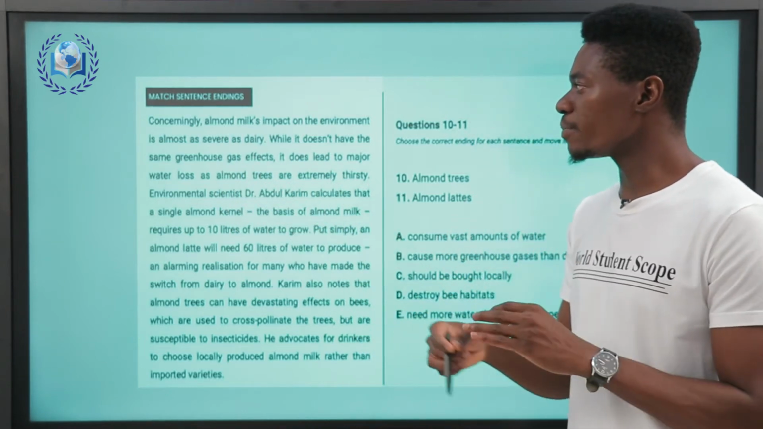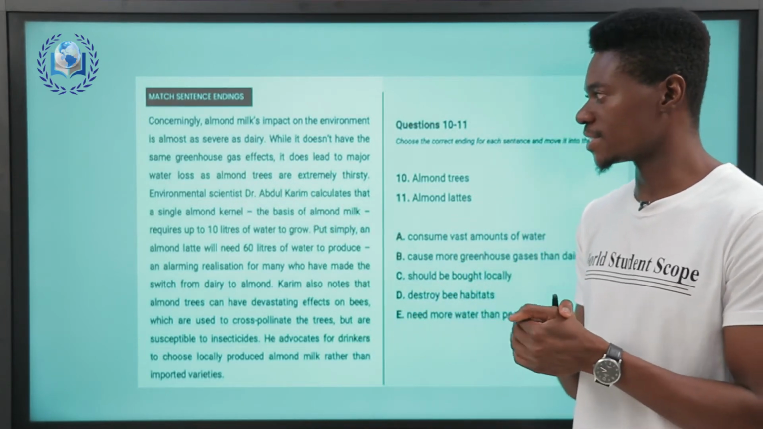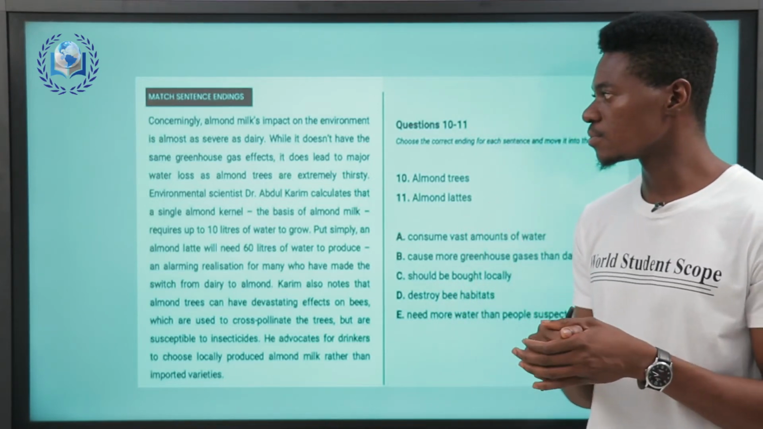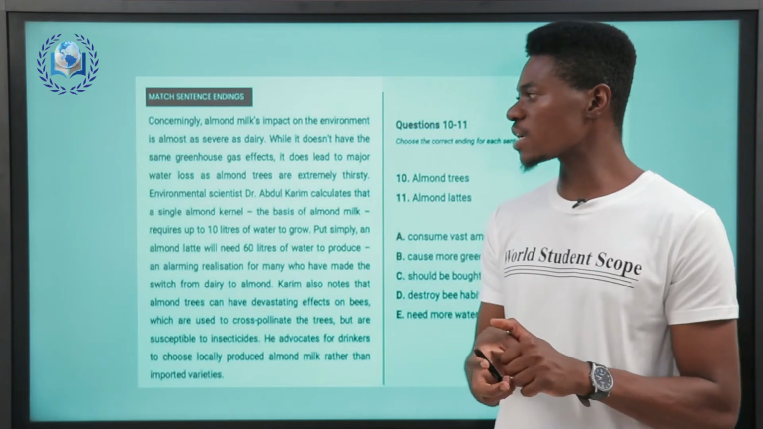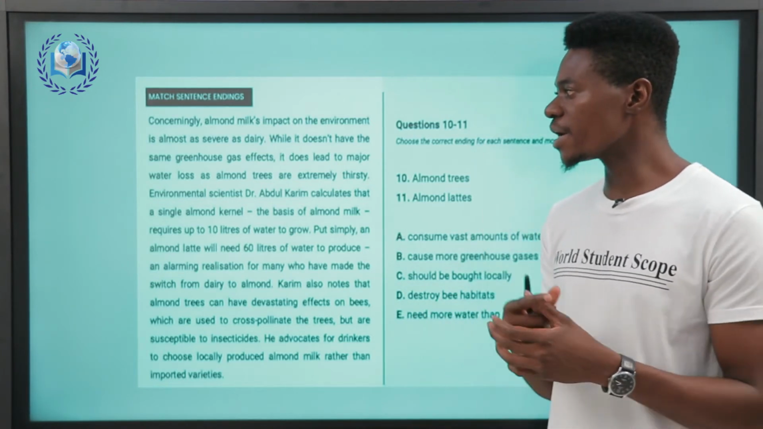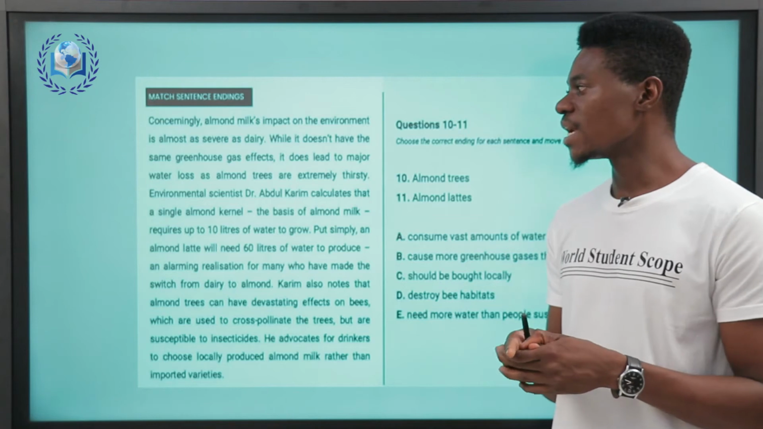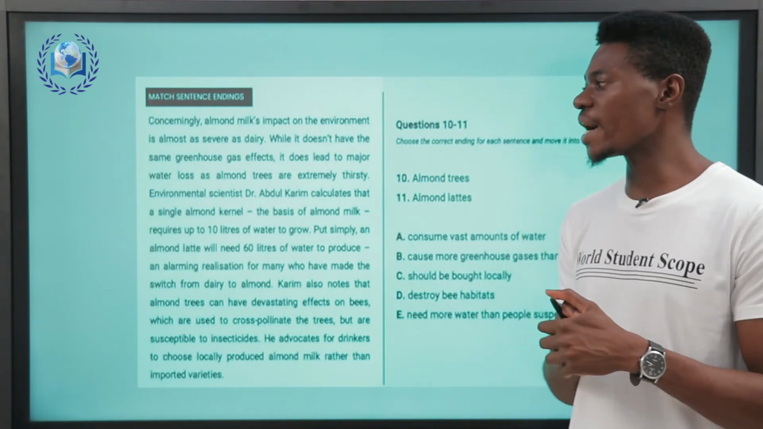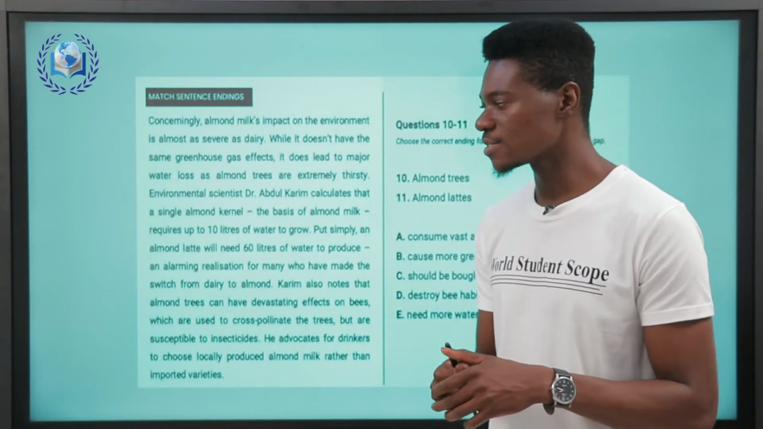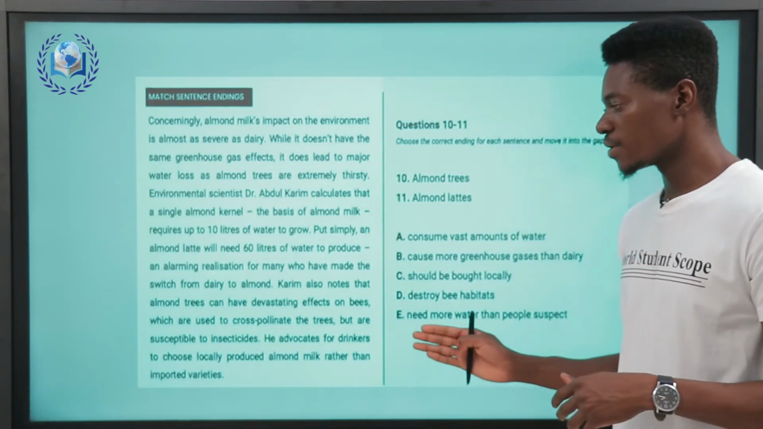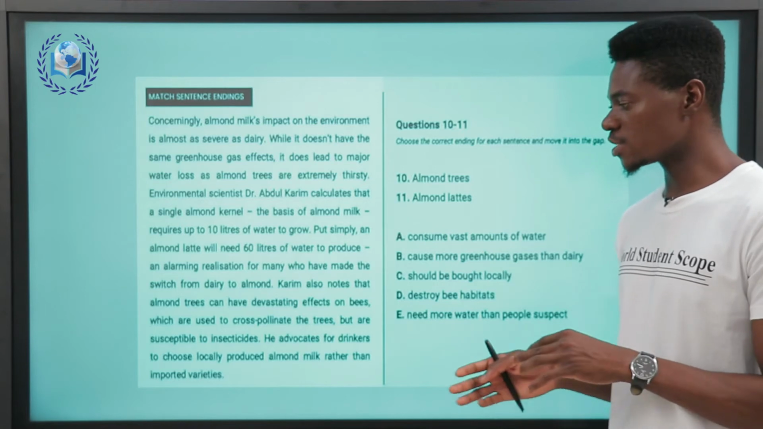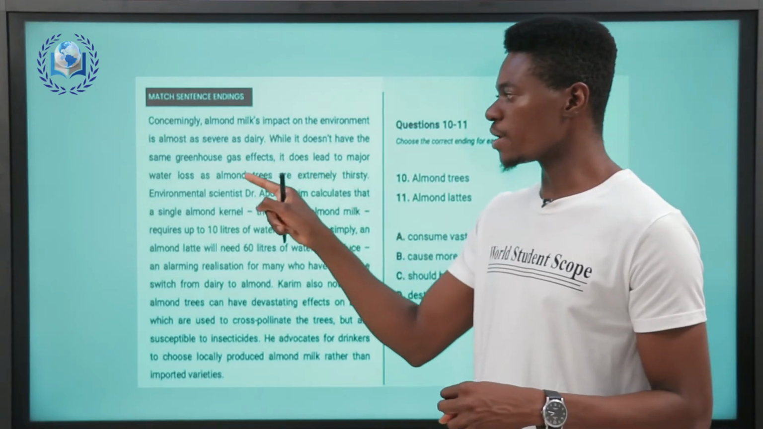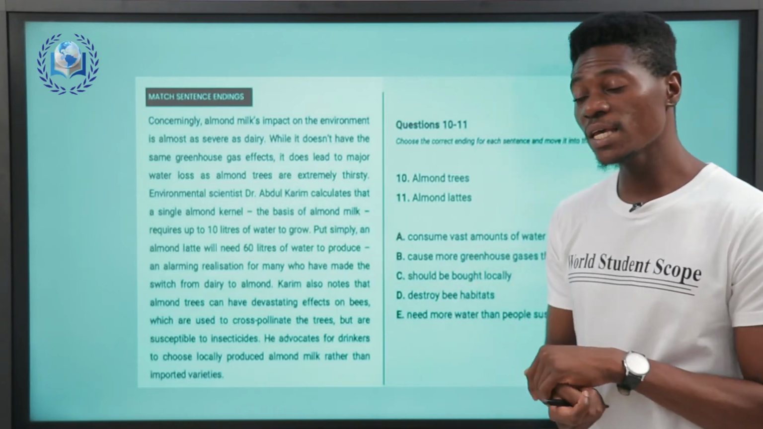Considering almond milk, its impact on the environment is almost as severe as dairy. While it does not have the same greenhouse gas effect, it does lead to major water loss, as almond trees are extremely thirsty. So we have been given choices here, A, B, C, and D. And here we have been told almond trees are extremely thirsty.